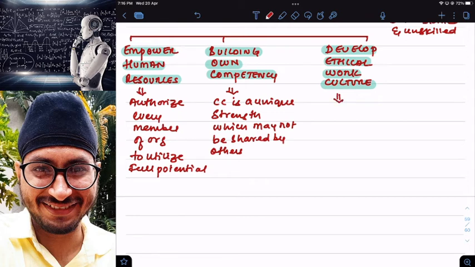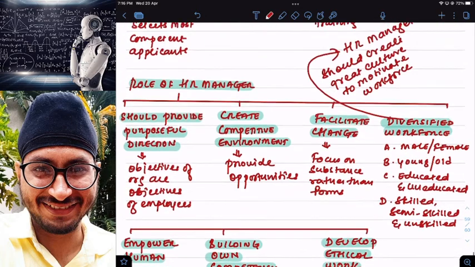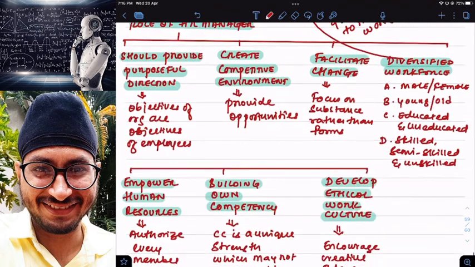And then we have develop an ethical work culture, which means trust. Encourage creative ideas, plus build trust among employees. Clear? These are nothing but the roles of what? HR manager. Anyone has any doubts in HR strategy and finance strategy?